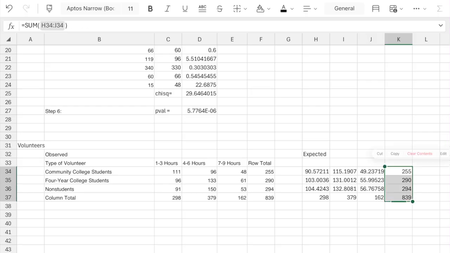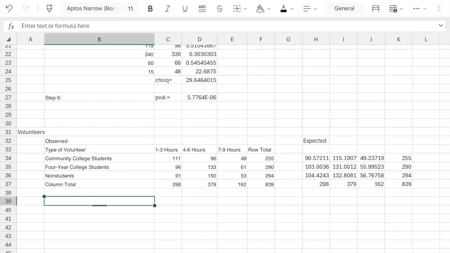$255, just like on the table. See, it still matches. But that's what it would be if it was expected. Okay, now I need to make one more table.